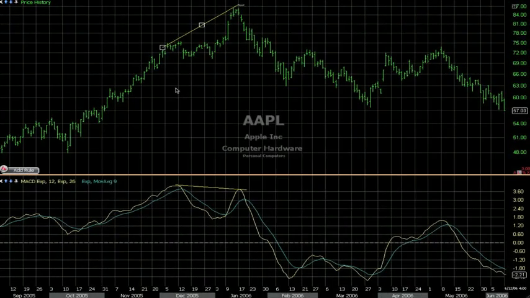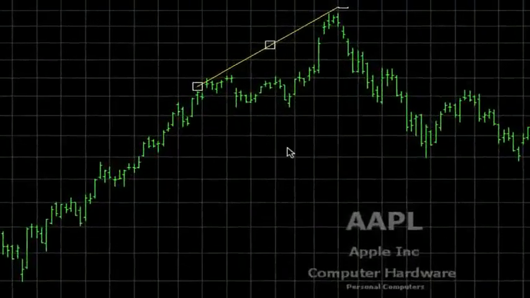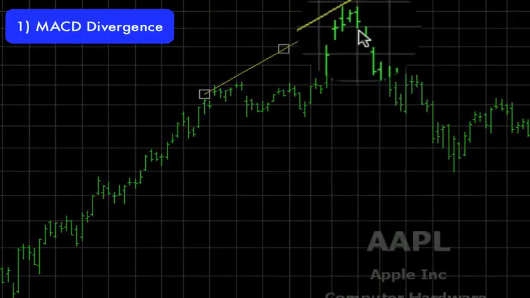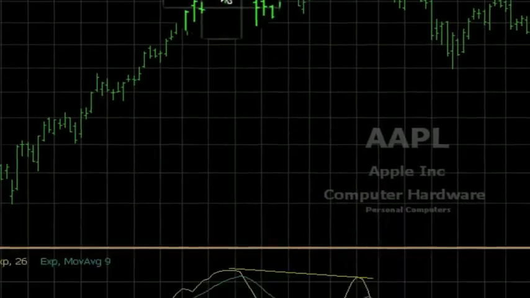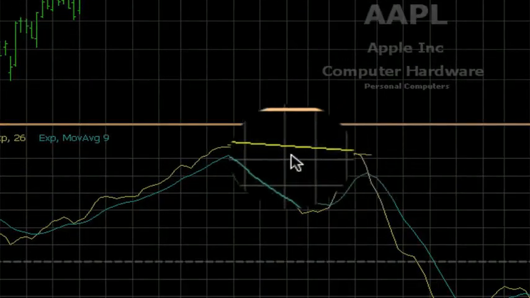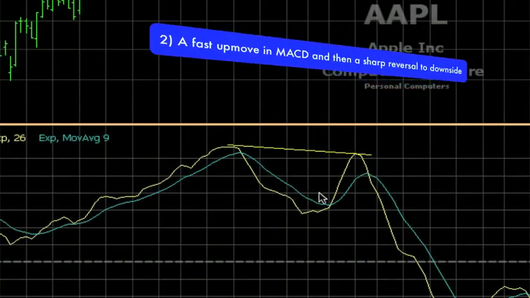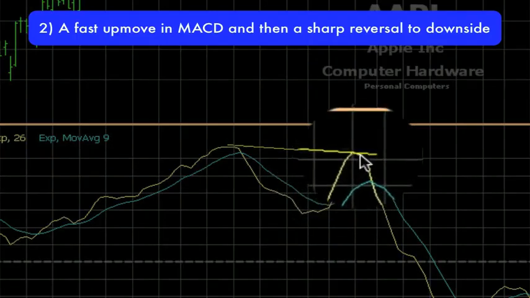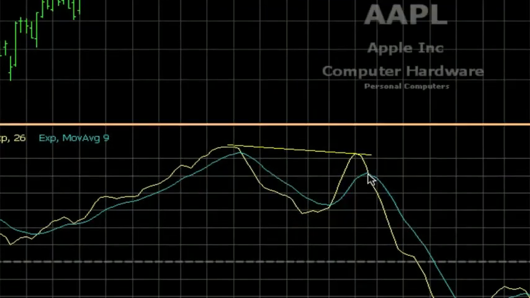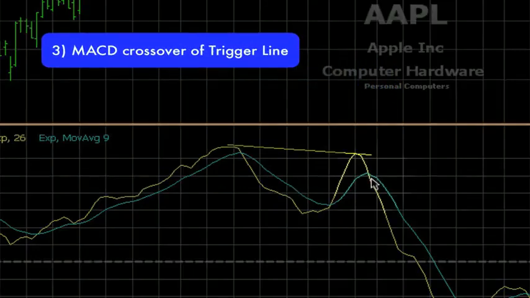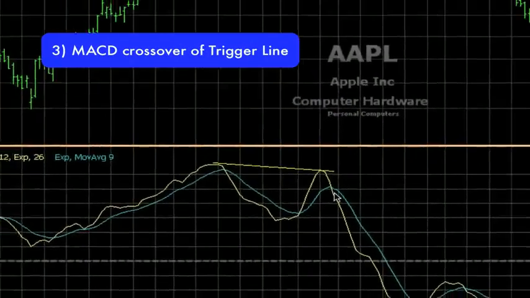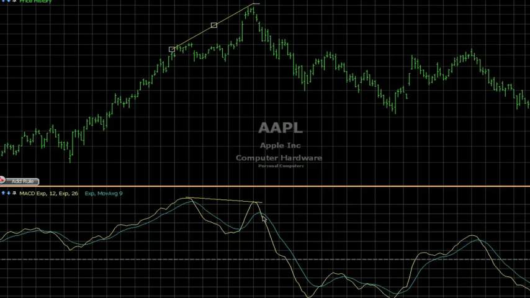Here's another way to use MACD for entries. I don't just use the MACD crossover here, I also add divergence to the trade, giving me a higher odds trade. First, I look for price to make a higher high compared to the old high, and MACD to make a lower high compared to the old high. This is MACD divergence. Second, I look for MACD to climb fast, to suddenly stall, and drop fast. This is telling me that it probably caught a lot of traders on the wrong side, adding fuel to the fire. And third, I look for the MACD to cross underneath the trigger line. This gives me my short signal, a high odds trade in my opinion.